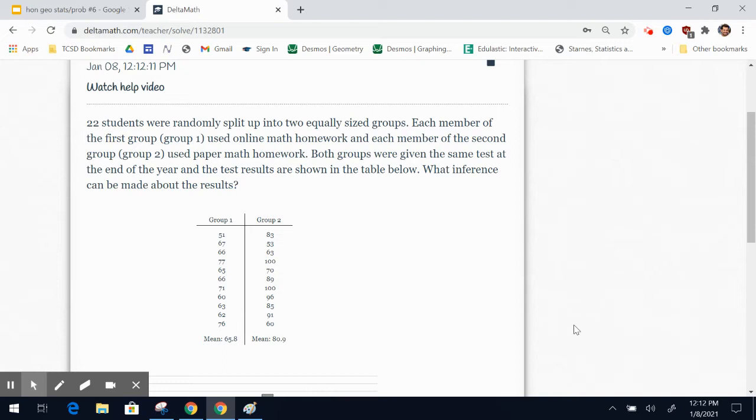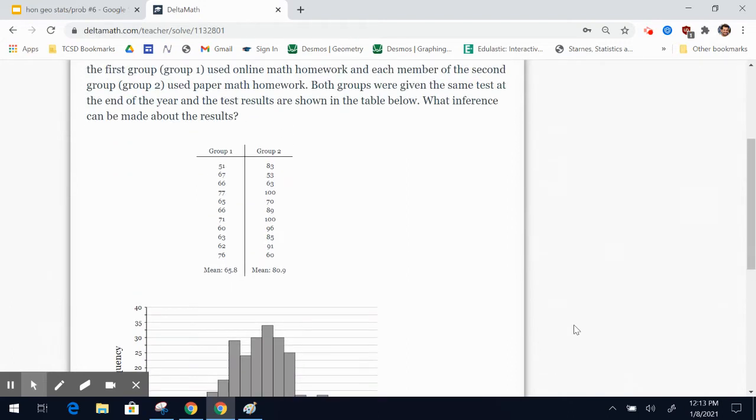Both groups were given the same test at the end of the year, and the test results were shown. What inference can be made about the results? So again, we're looking here to see if one group has a significant difference than the other, right? So if we take a look, let's do group 1 minus group 2. So we would say we're going to do x bar 1 minus x bar 2. That's sample mean 1 minus sample mean 2. These are each sample means.